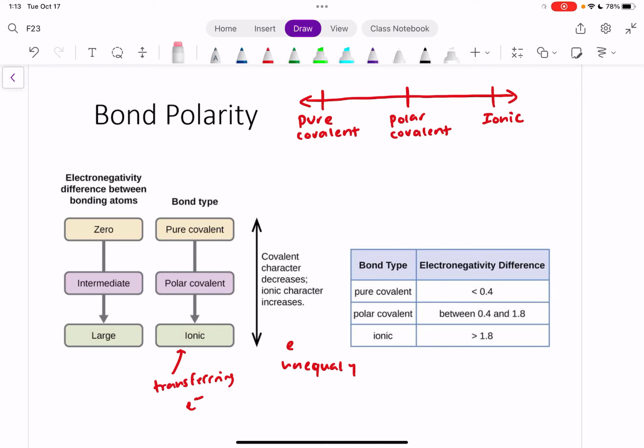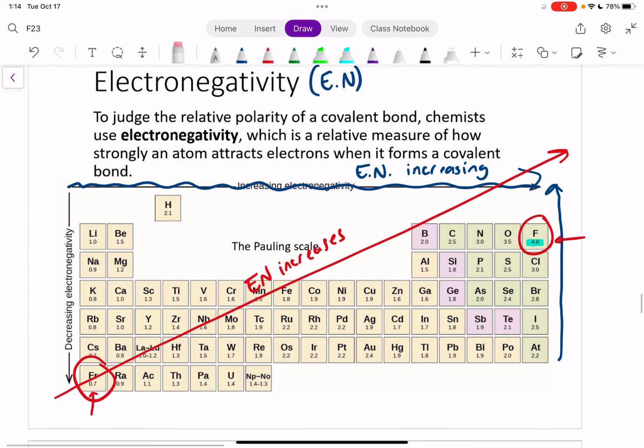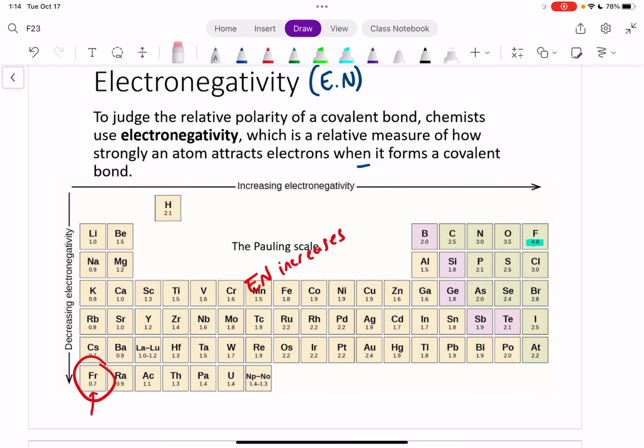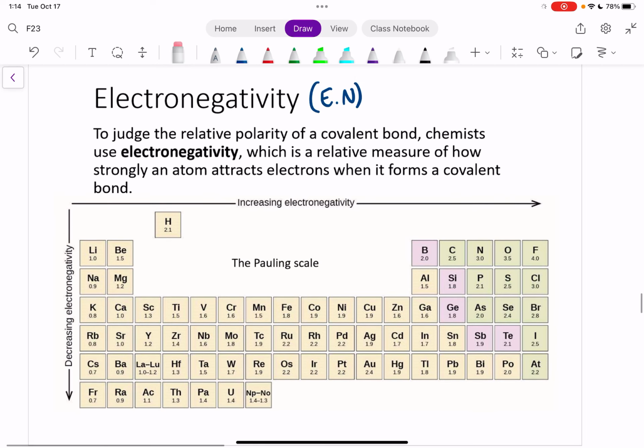All right, so how do we actually quantify this numerically? To have a more specific way of defining what type of bond we have between particular atoms, we can do that with our electronegativity values. When you look at the periodic table up here, we have this electronegativity periodic table. You can just Google this online if you're ever curious. But we have our values here.